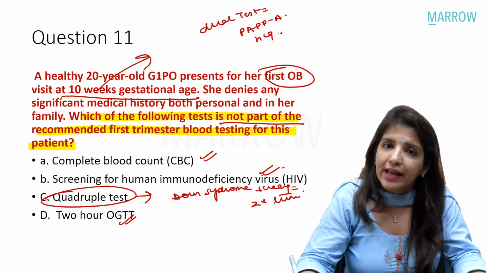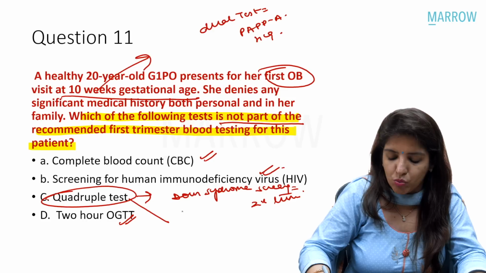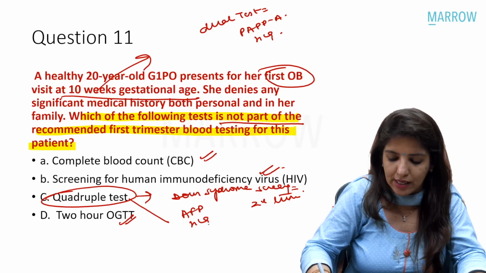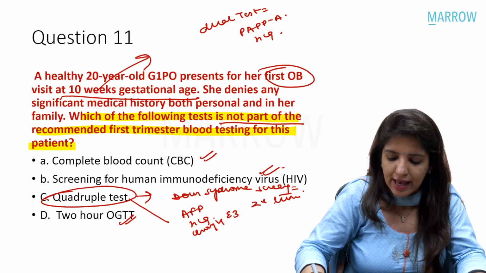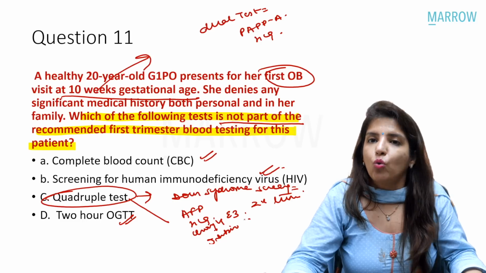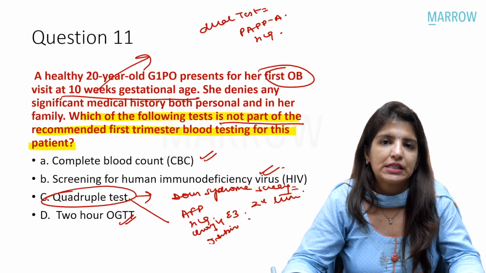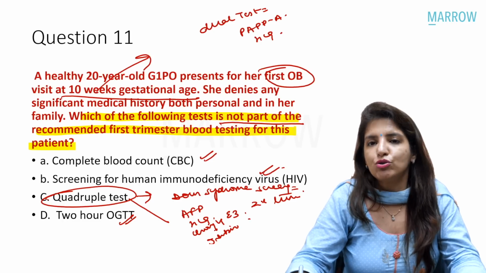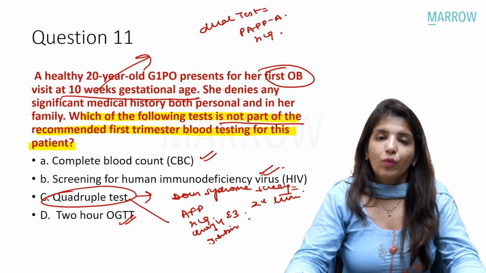levels. In the second trimester, I go for a quadruple test, and in the quadruple test we look for alpha fetoprotein, HCG, unconjugated estriol and inhibin. Right? So the quadruple test is not a part of the routine first trimester tests which you are going to do in the antenatal visit. Right? Then question number 12.